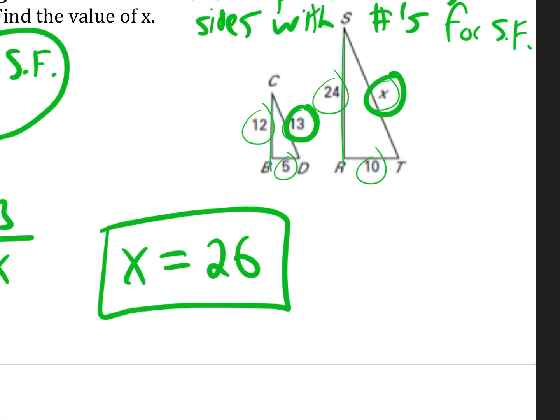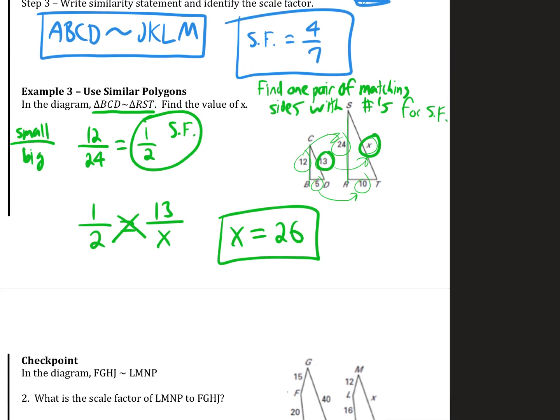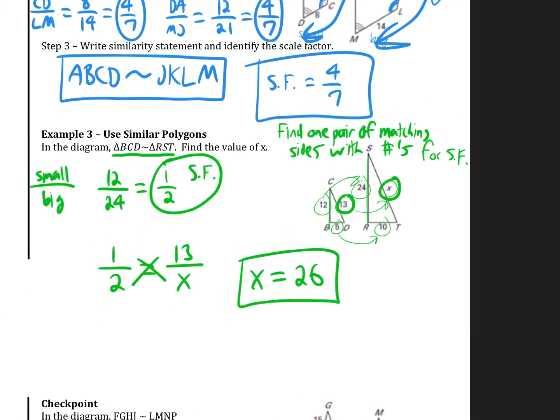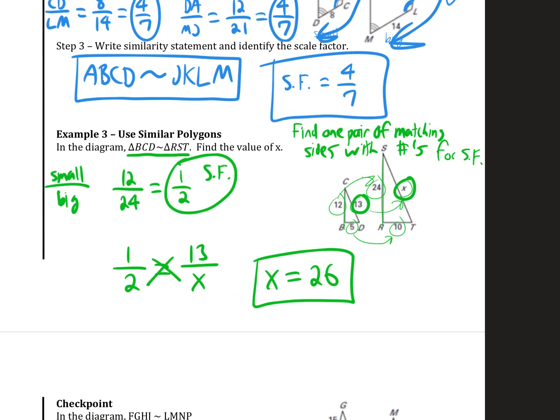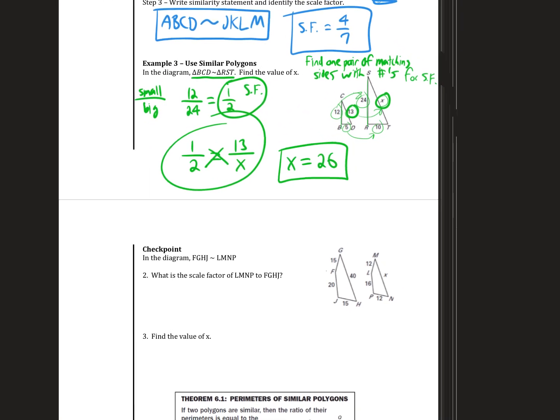Now, you may be able to look at this and just say, oh, 5 times 2 is 10, 12 times 2 is 24, so 13 times 2 is going to be 26. And it may work out that nicely for some of these, but if you have a scale factor of 4/7, it's going to be hard to figure out what number is going to work nicely, okay? So I would encourage you to do the proportion like this, but yeah, whatever works best for you.